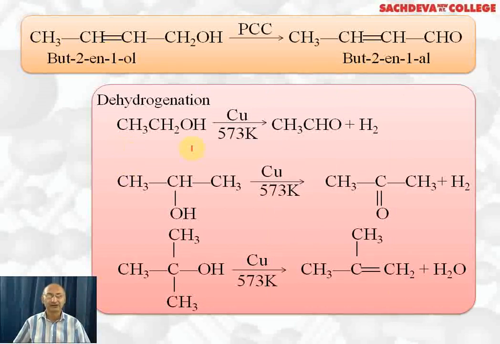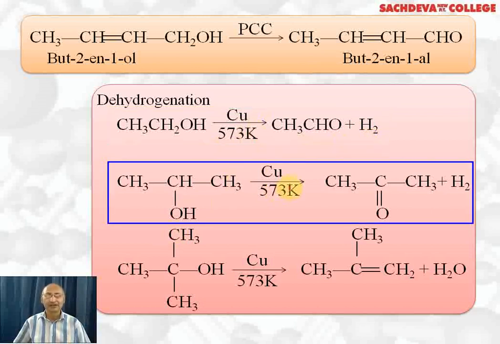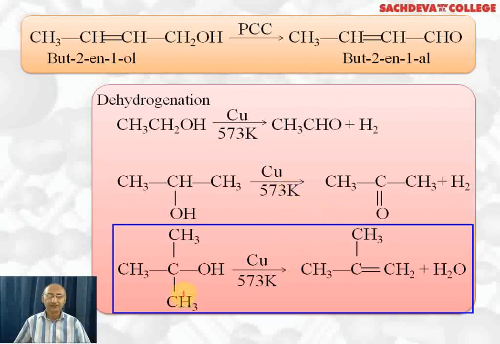Dehydrogenation, that is removal of hydrogen, or mild oxidation. Ethyl alcohol, when treated with copper at 573 Kelvin, gives acetaldehyde plus hydrogen. Removal of hydrogen is oxidation. 2-propanol, when treated with copper at 573 Kelvin, hydrogen is removed, acetone is formed. Tertiary butyl alcohol, when treated with copper at 573 Kelvin, we don't get aldehydes and ketones, we get alkenes. Isobutylene is formed plus water is formed.